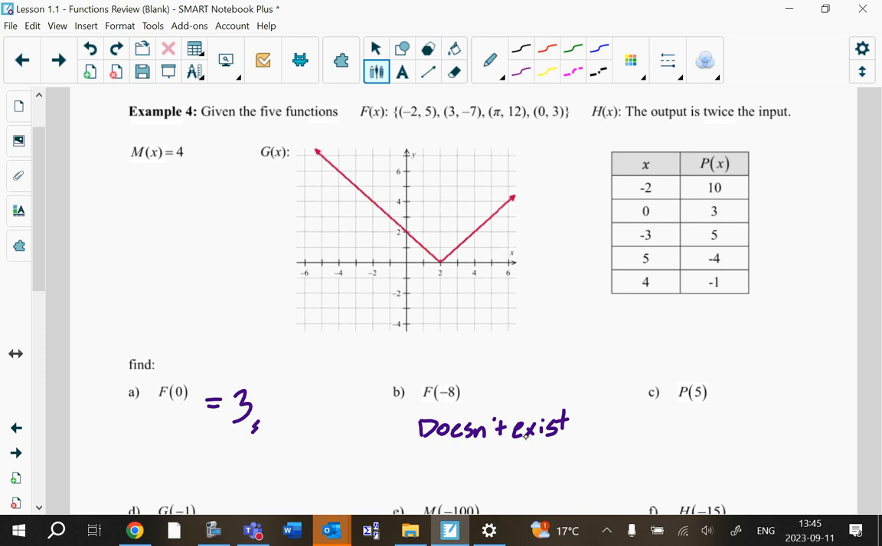P of 5. Now you got to go to the function P of x, which is this one. Remember, it's when x is 5, not y. So when x is 5 in function P, what's y? Negative 4. When x is 5, y is negative 4. Okay?